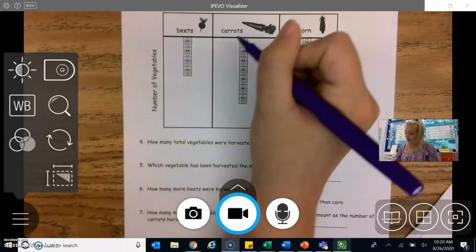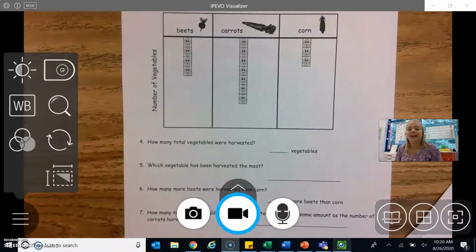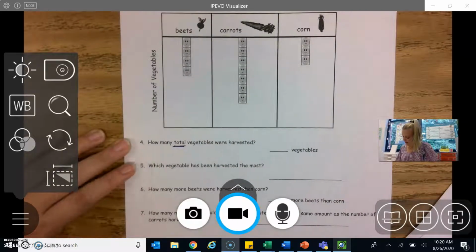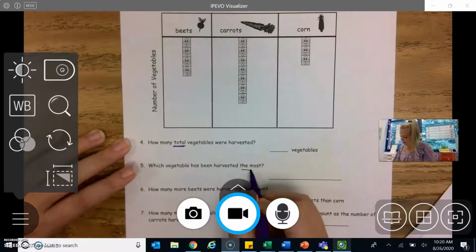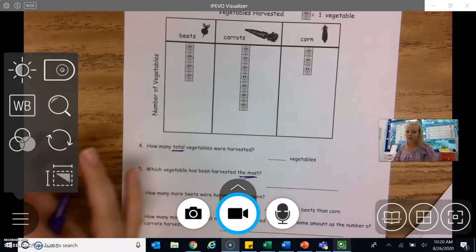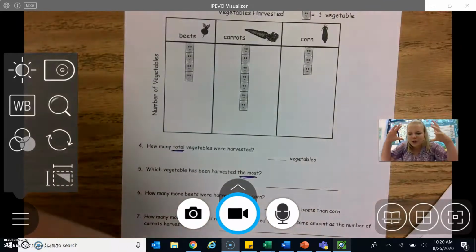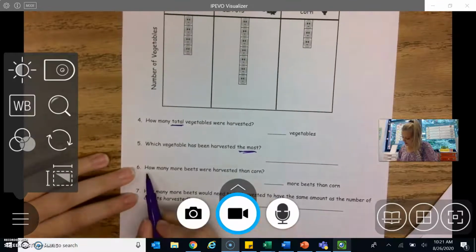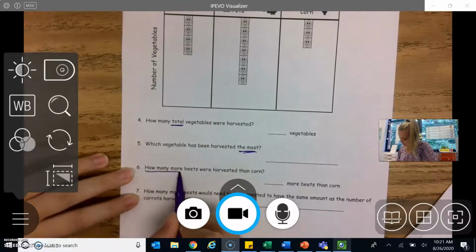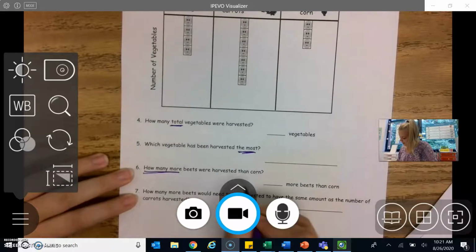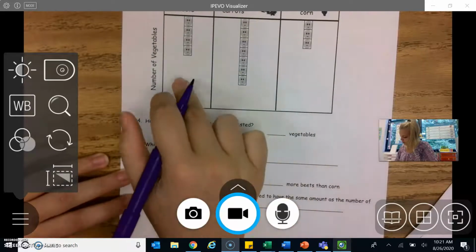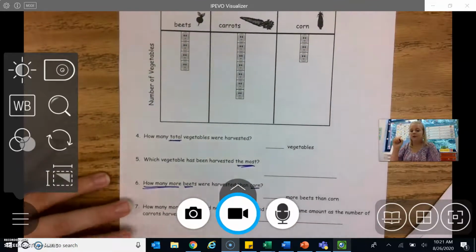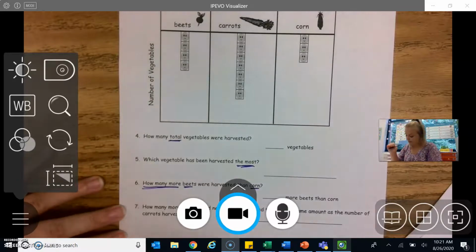That's right, you can count them all up, or you can add them. Remember, it's the total. The next one wants to know which vegetable has been harvested the most. So which vegetable do we have the most of? What's the biggest number? Then number 6 says, how many more beets were harvested than corn? So we have beets and corn. Okay, you can draw out your circles and cross out your pairs, or you can subtract.